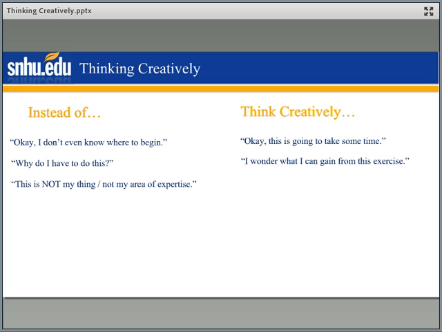Instead of saying this is not my thing, this is not my area of expertise, this just isn't for me, you can open up your mind a little bit and think, okay, what if it was my area of expertise? I know that there are people in the world for whom this is their area of expertise. What must it be like for them?